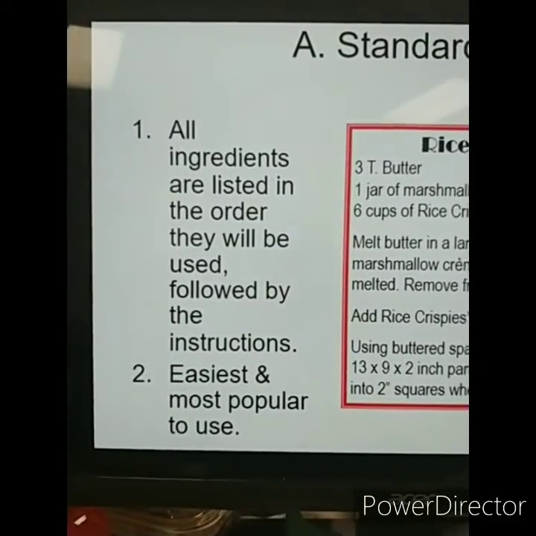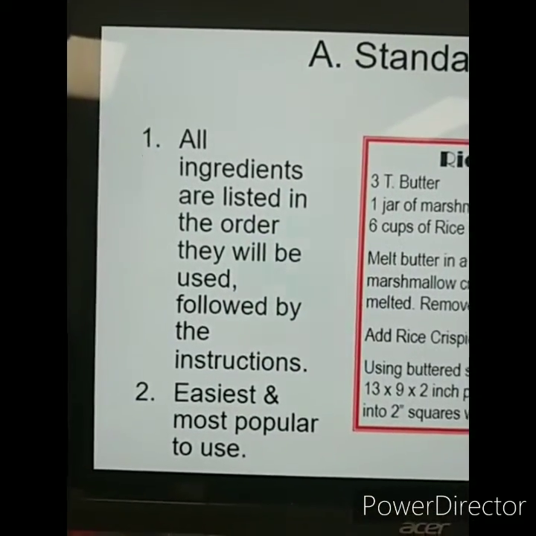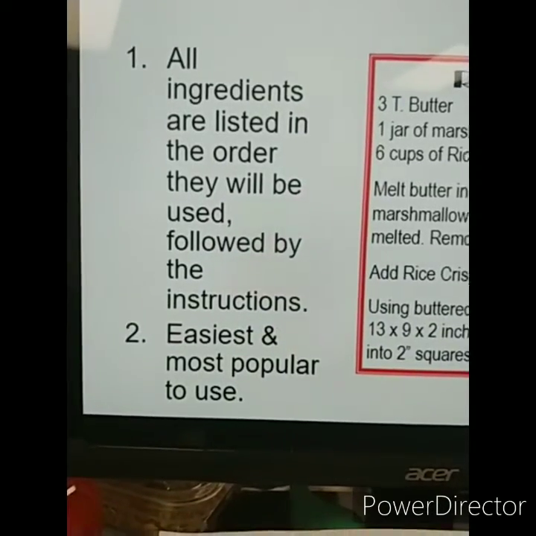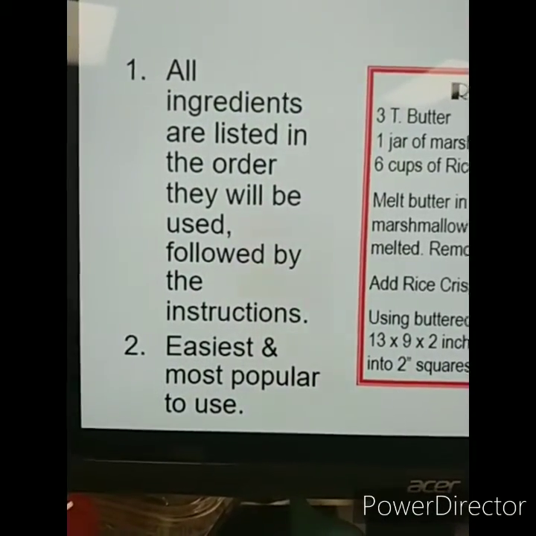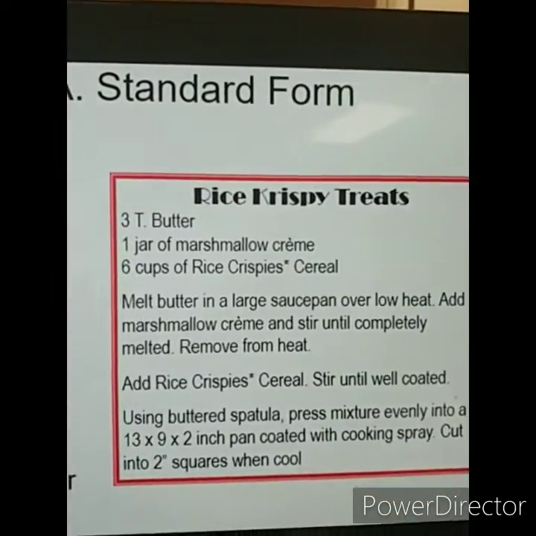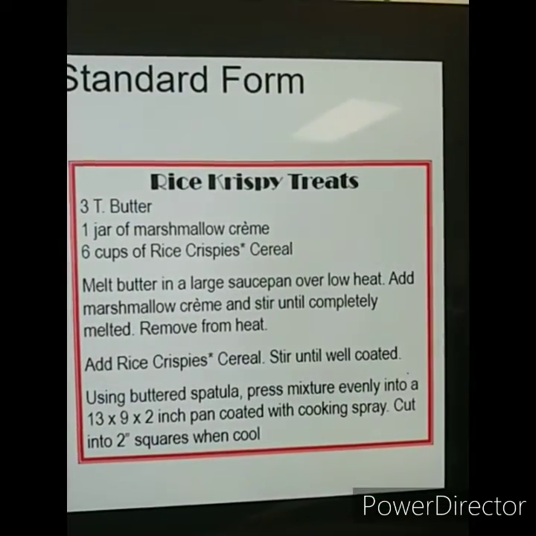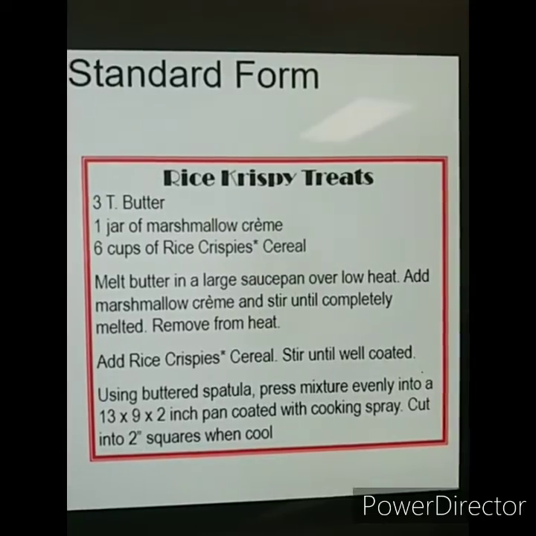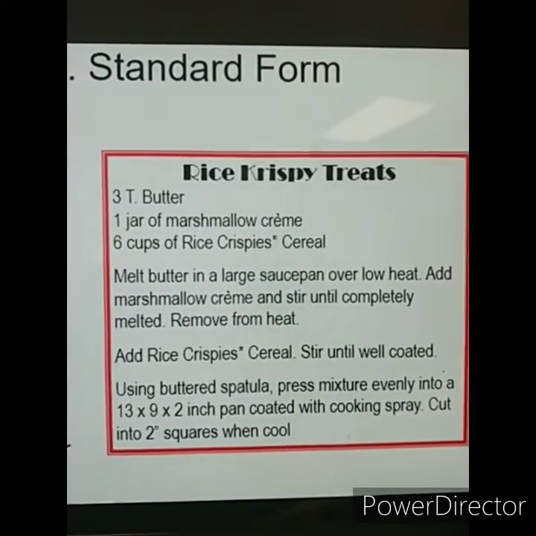A standard form recipe has all the ingredients listed in the order that they will be used, followed by the instructions. It is the easiest and most popular type of recipe to use. Here's an example using Rice Krispie Treats of a standard format recipe. Standard form is used by restaurants.